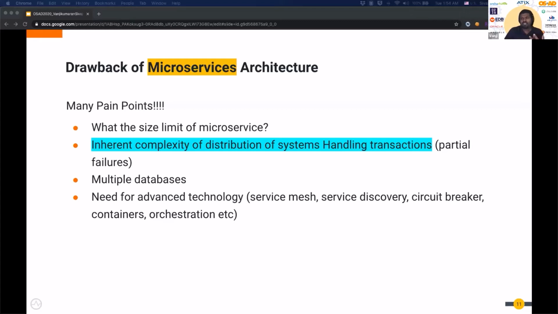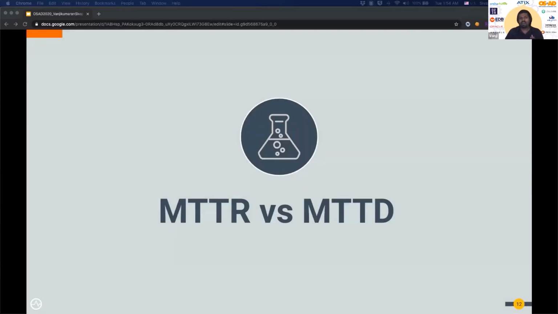As I mentioned, we know that there is complexity and there are issues with the network and everything. So in industry, there are two well-known concepts: mean time to recovery and mean time to detect. The idea of these concepts is widely used in the tech industry, regardless of whether it's a monolithic or microservices architecture. As a very first thing, we should understand the significance of the difference between MTTR and MTTD.